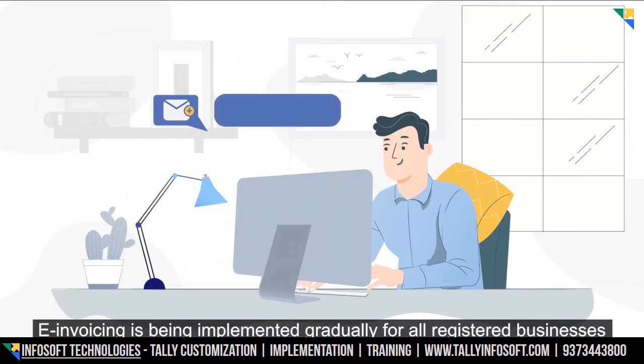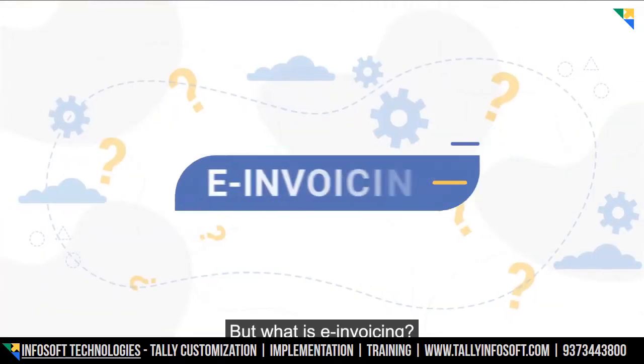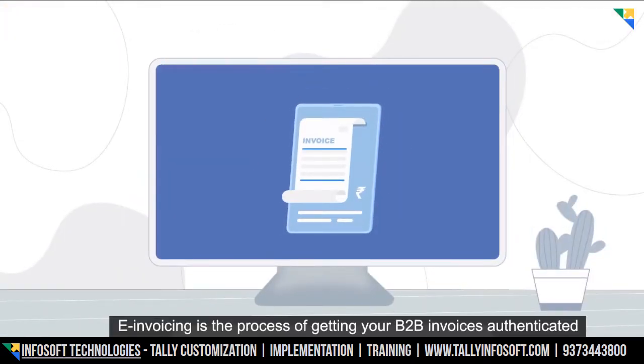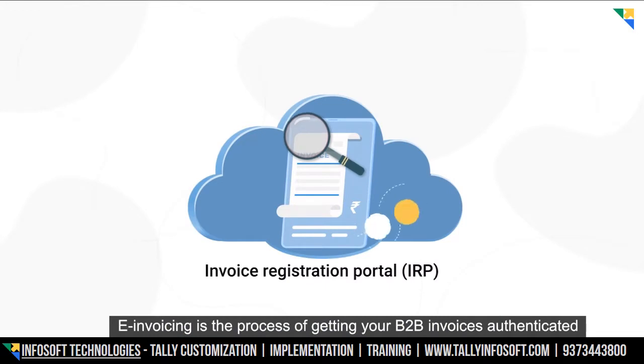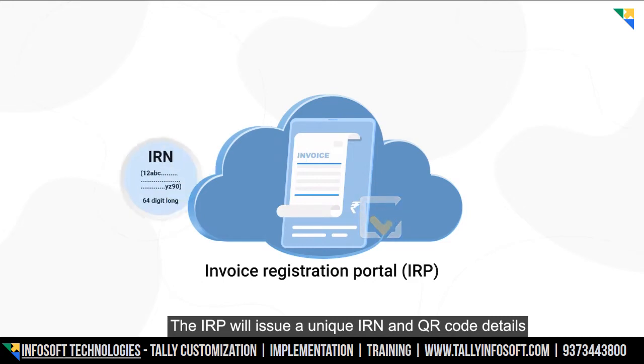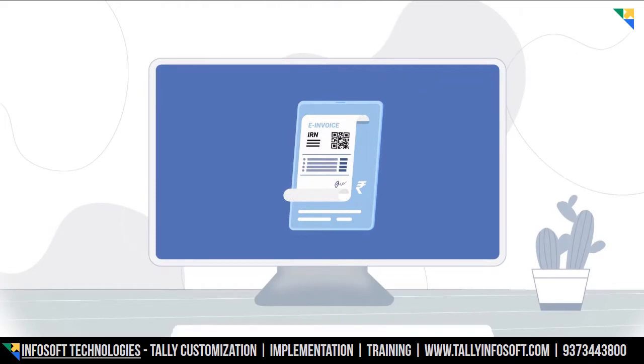E-invoicing is being implemented gradually for all registered businesses. But what is e-invoicing? E-invoicing is the process of getting your B2B invoices authenticated by the invoice registration portal. The IRP will issue a unique IRN and QR code details which will need to be printed on the invoice.